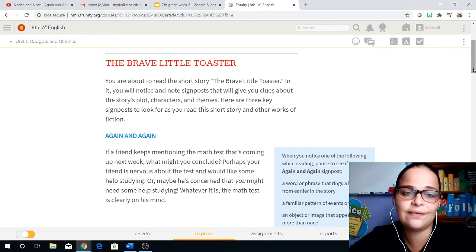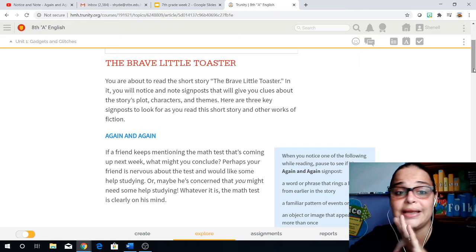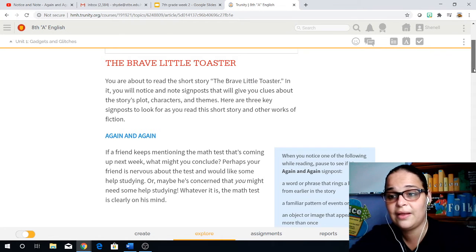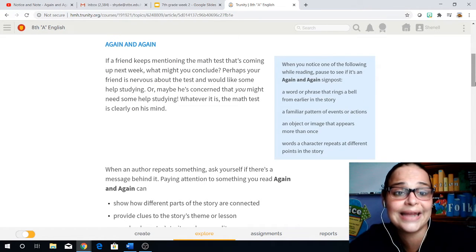In it, you will notice and note signposts that will give you clues about the story's plots, characters, and themes. Here are 3 key signposts to look for as you read this short story and other works of fiction. So the first one we're going to focus on, our first signpost, is again and again.